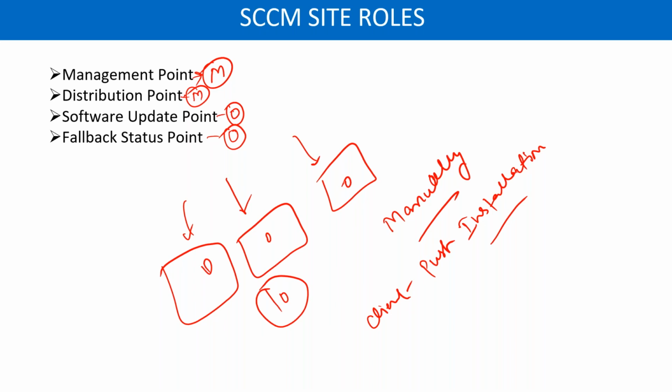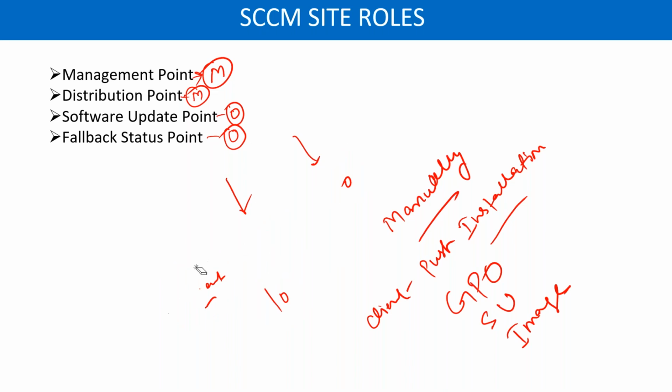Third method, you can also deploy the client using GPO, group policy. You can also deploy the client using a software update. You can also deploy the client during imaging in operating system deployment. Let's say you are installing Windows 10. First we will install the Windows 10 operating system, and then we will install the client on this computer. There are multiple methods which we will discuss later on.